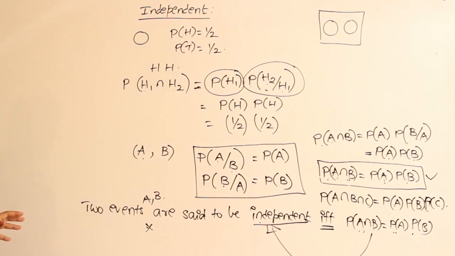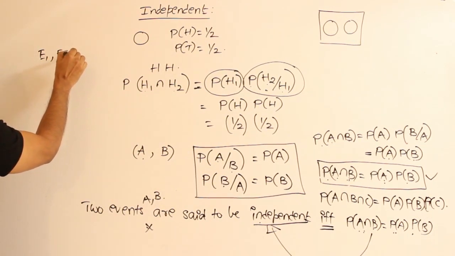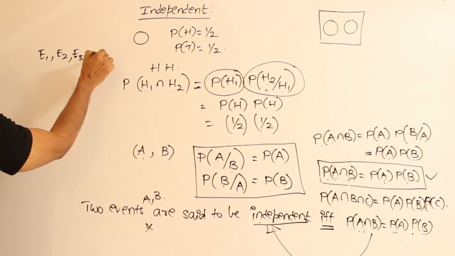And now, what if you have more than two events, if you have n events, E1, E2, E3, and so on, En.